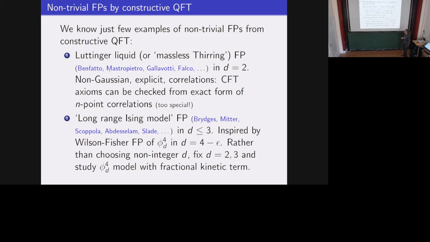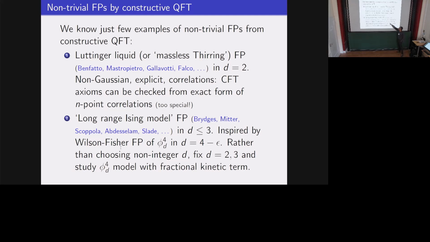One of the very few, maybe the only, I don't know, case of a non-trivial fixed point in 3 dimensions that has been rigorously constructed is the case of the long-range Ising model fixed point in 2 or 3 dimensions. This has been constructed in a series of works by Bridges, Mitter, Scoppola, Dessalines, Lane, and other collaborators. The theory is inspired by the Wilson-Fisher fixed point of the phi-4 model in dimension 4 minus epsilon. But contrary to the Wilson-Fisher fixed point, it's something that can be rigorously given a mathematical meaning.